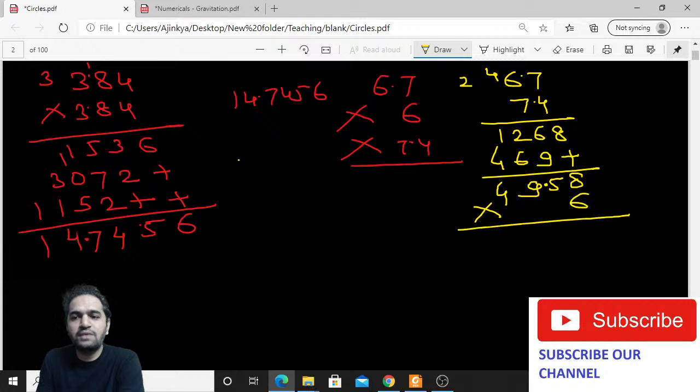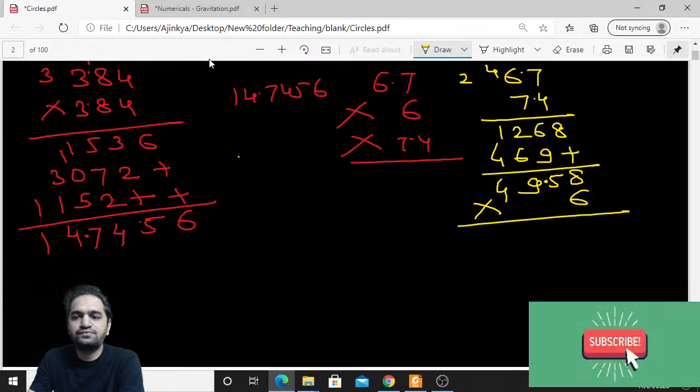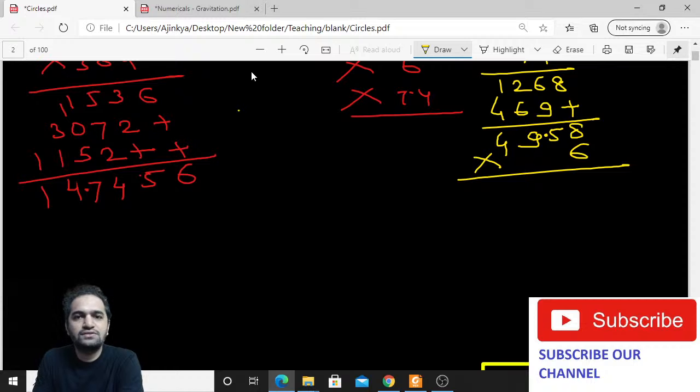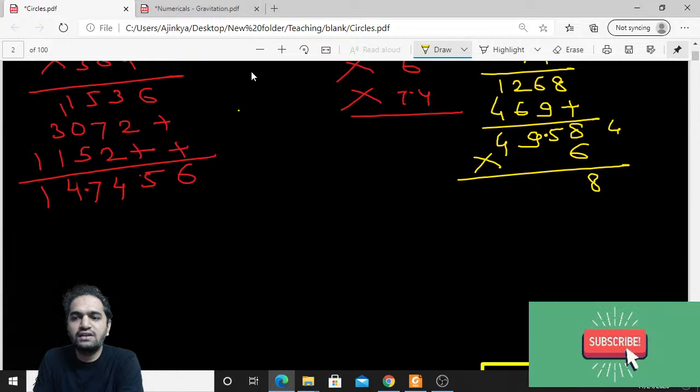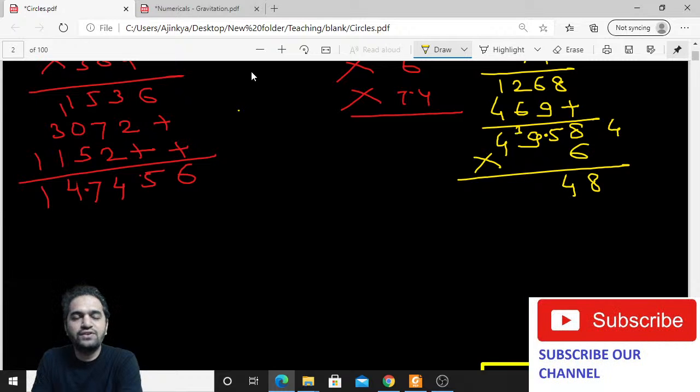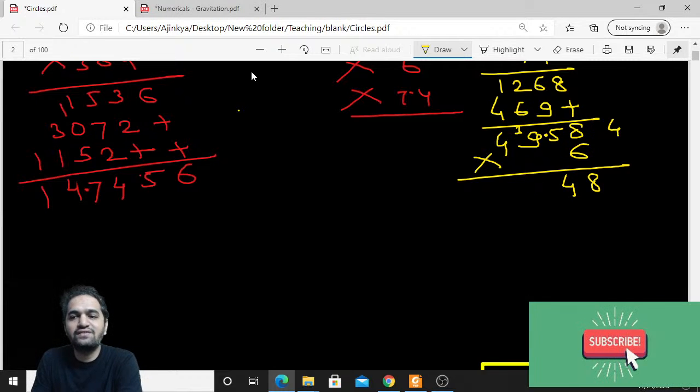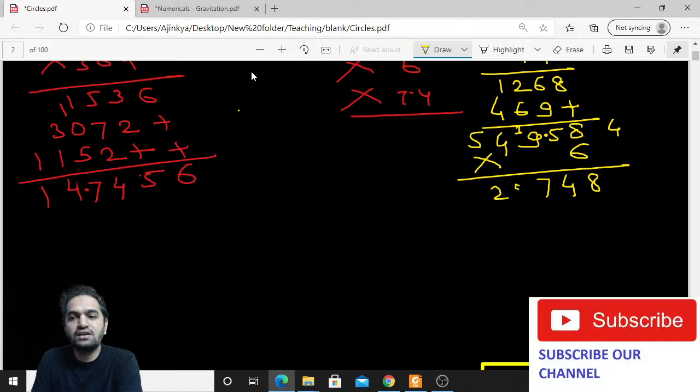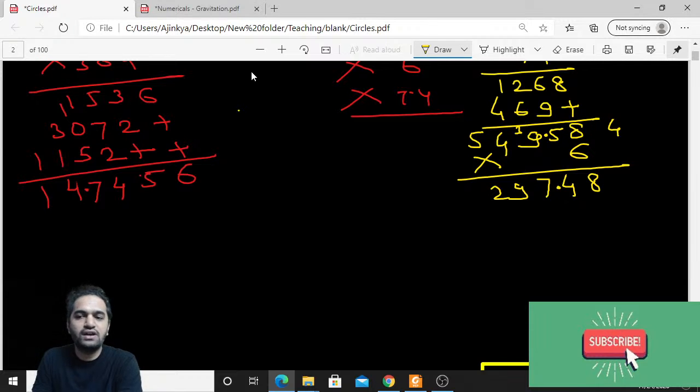And the rest you can multiply with 6. So the answer will become 6 6s are 36, 6 1s are 42, 6 8s are 48, 4 carry, 6 5s are 30, 30 plus 4, 34, 3 carry, 6 9s are 54, 54 plus 3, 57, 5 carry, 6 4s are 24, 24 plus 5, 29, and the 2 points. So that means 297.48.